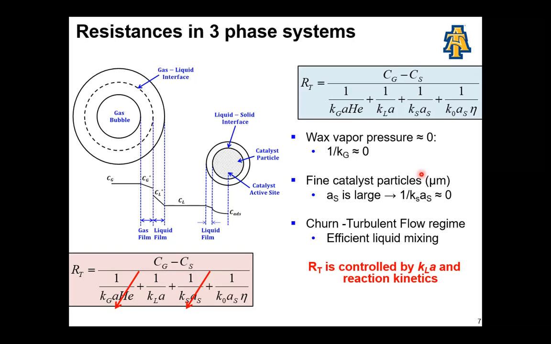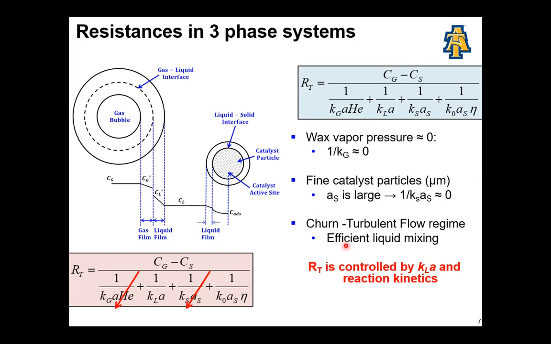And then you say, if we look at all these resistances, we can eliminate some of them. We can eliminate the gas phase resistance because the wax vapor pressure is 0. This wax is heavy. Okay. We can also eliminate the solid resistance because the catalyst particle is very fine, so I can eliminate the Ks. And then you can also say I can assume I have very good mixing, etc.